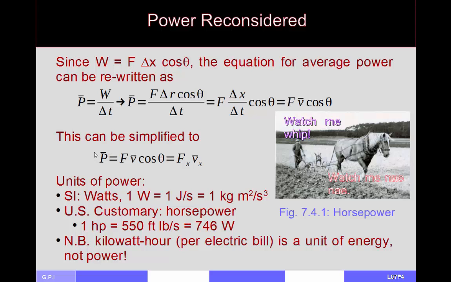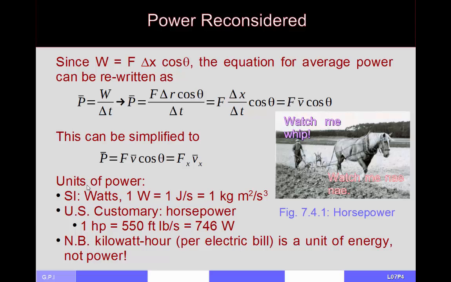In any case, this is an average power equation, and the only thing that we've really had to average here is the velocity, or the speed, if you will. So if we wanted to get an instantaneous power, another way of calculating it is force times instantaneous velocity or instantaneous speed.